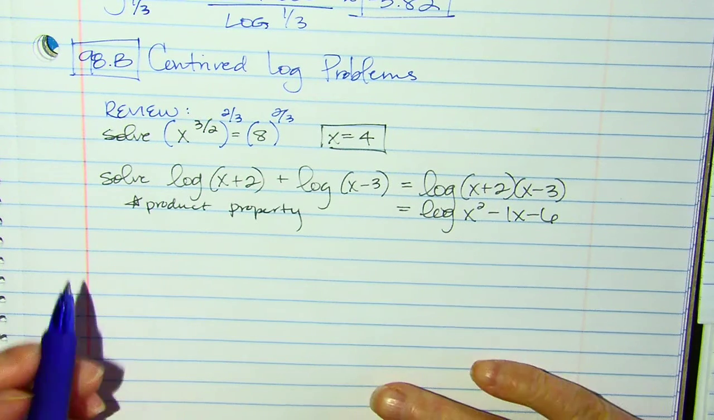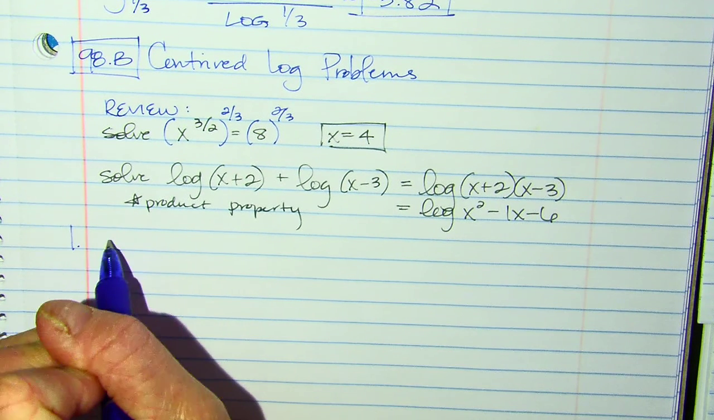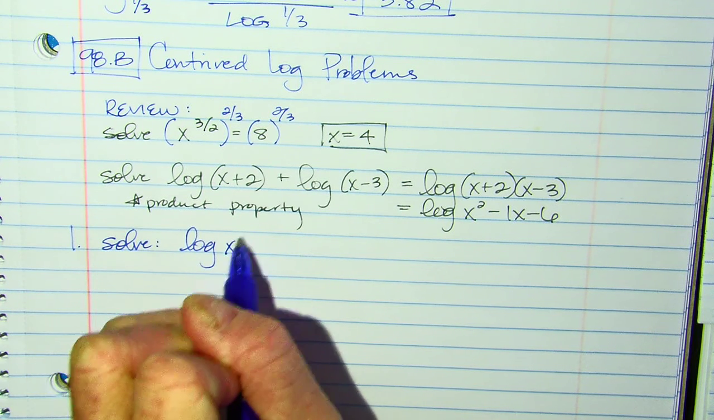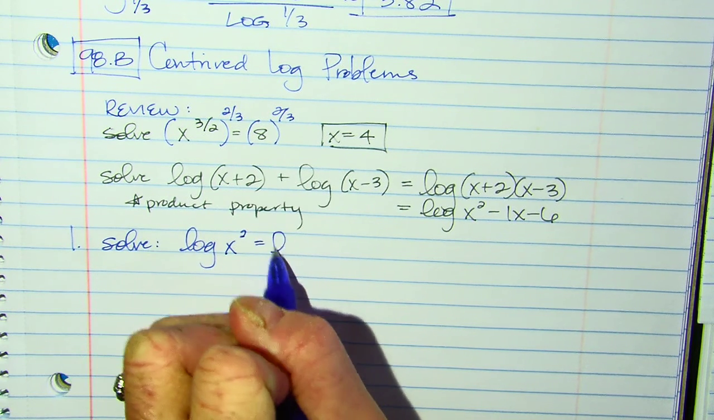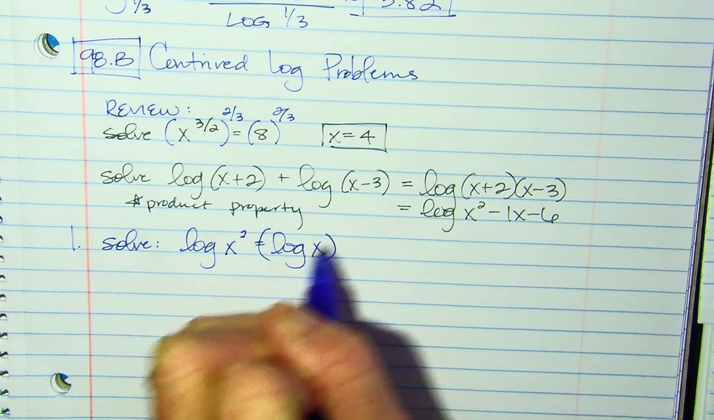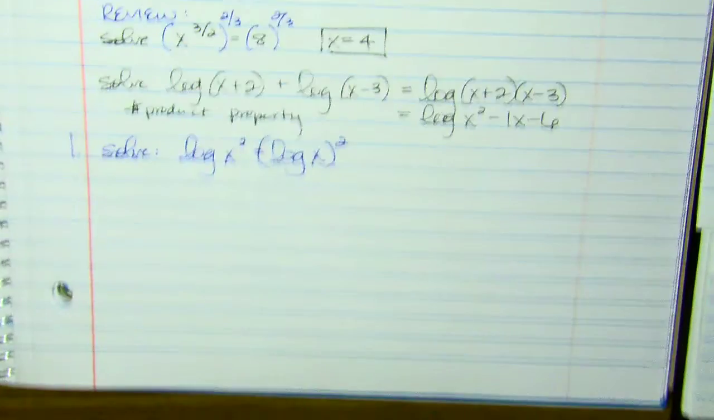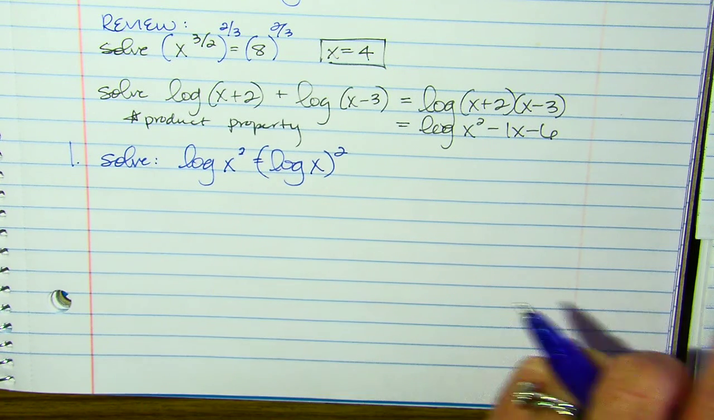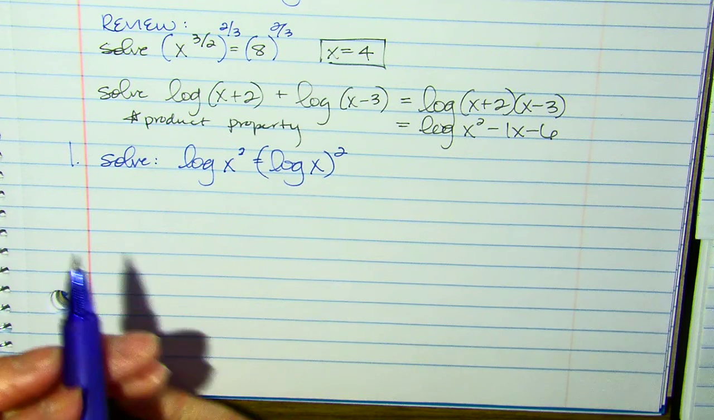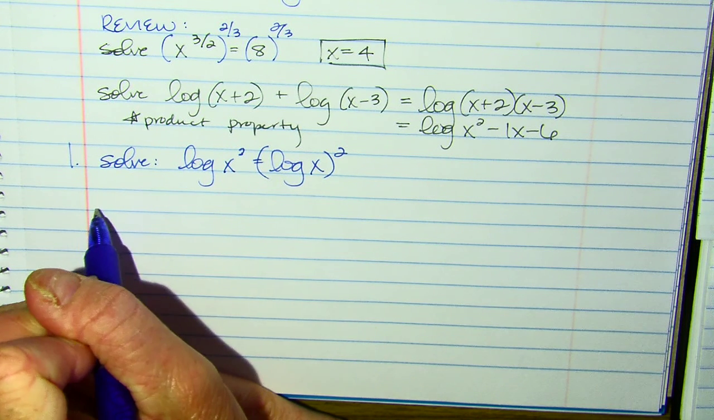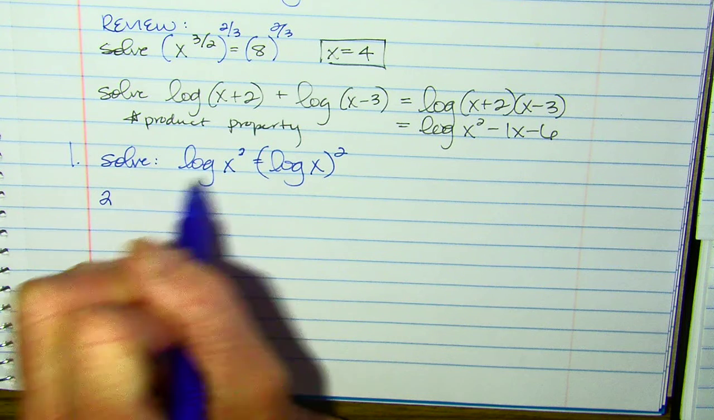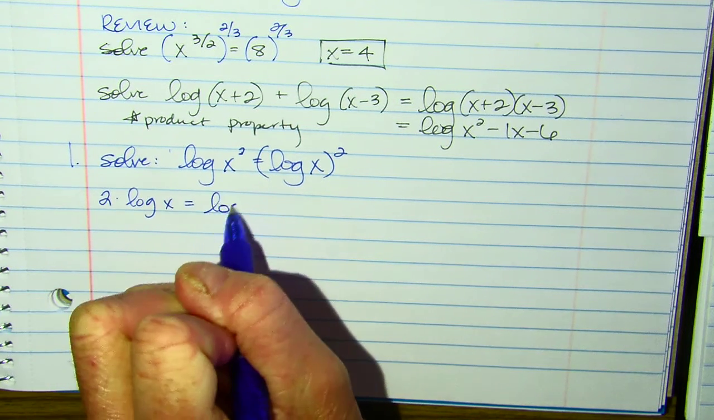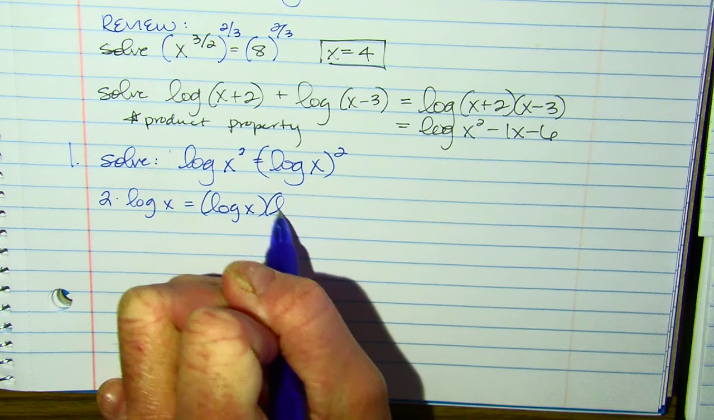So here we go. Solve log of x squared equals log of x squared. So this is two different things. This is like saying log of 4 equals log of 4 times log of 4. These are very, very different. So the first thing I'm going to do is use the power property, right? 2 comes out front times the log of x equals the log of x times the log of x.